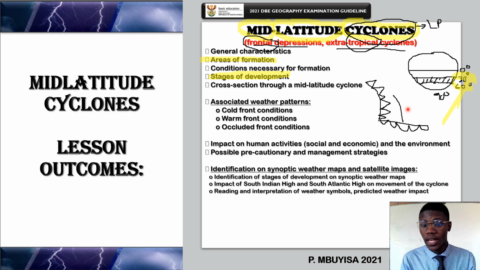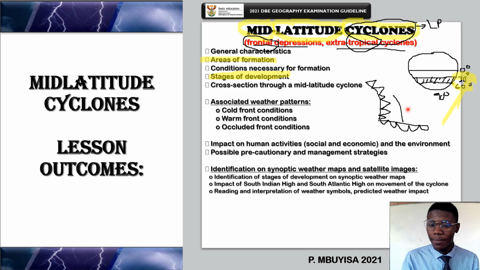Associated weather patterns with a cold front, associated weather patterns with a warm front, associated weather conditions with also an occluded front. So those are some aspects that you need to know. We will visit these when we start answering questions. For now, I'm just doing a brief outline, so I'm not going to delve much on that. For now, we'll cover it through questions, and you also need to know the impact on human activities.